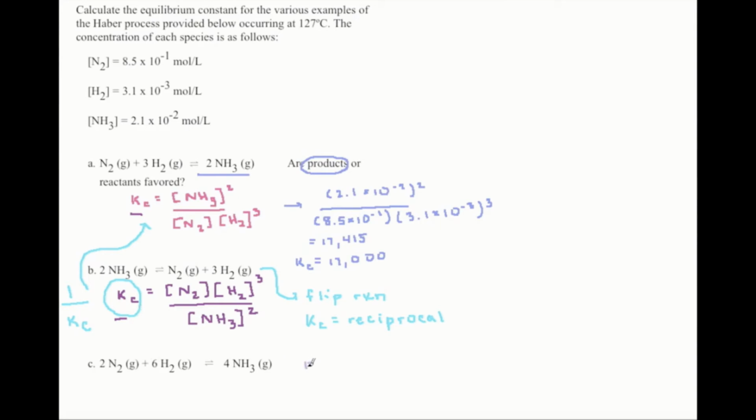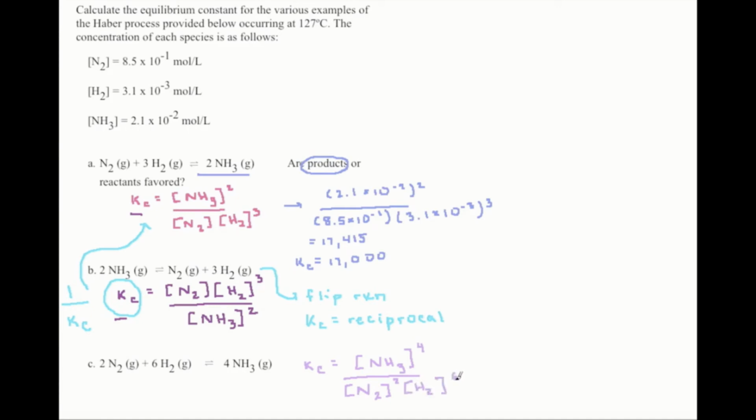So if I find my Kc of this guy, I know that this is going to be equal to NH3, instead of squared now, it's going to be raised to the 4th. And then this is going to be N2 squared. And then this is going to be H2 to the 6th.